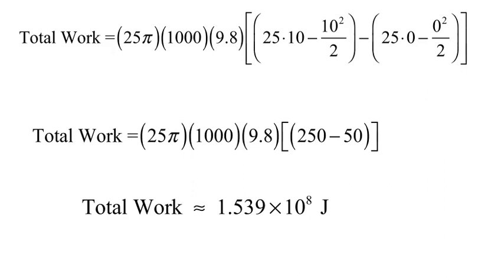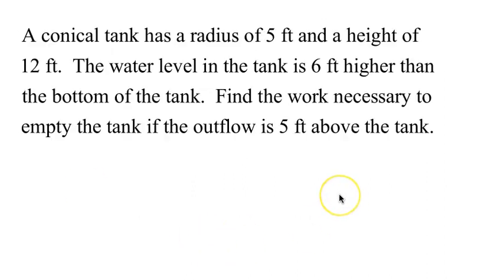One more question for us to look at. This is one that's often done in calculus classes. Here we go. A conical tank with a point down has a radius of 5 feet and a height of 12 feet. The water level in the tank is 6 feet higher than the bottom of the tank. Find the work necessary to empty the tank if the outflow is 5 feet above the tank.